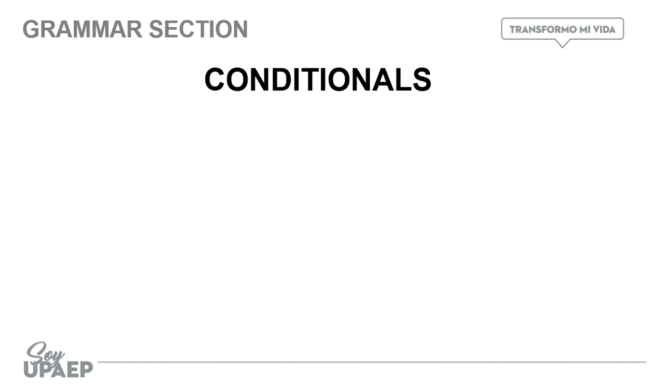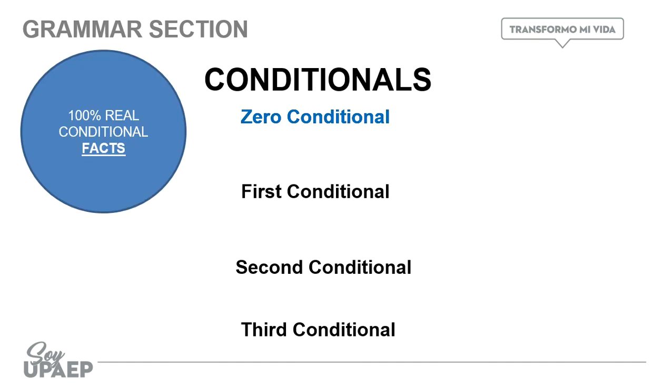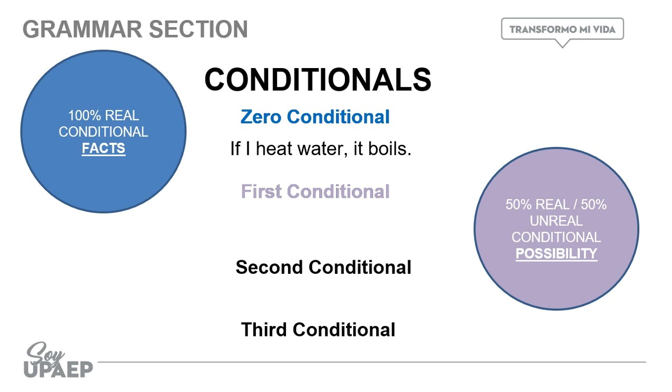Okay? So, we know that there are four main conditionals: the zero conditional, the first conditional, the second conditional, and the third conditional. The zero conditional is the one that is considered 100% real. Why? Because it talks about facts. For example, in the sentence, if I heat water, it boils, we know that that is a fact and therefore is 100% real.